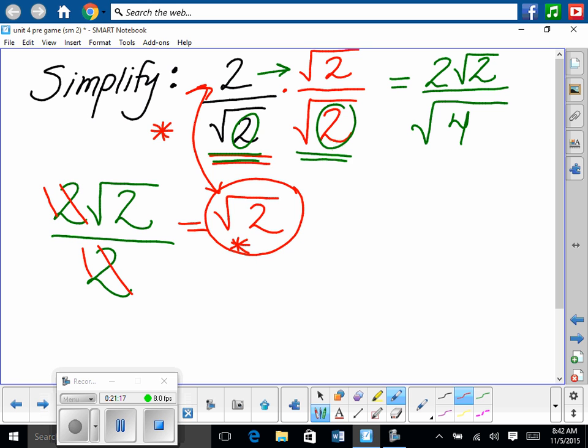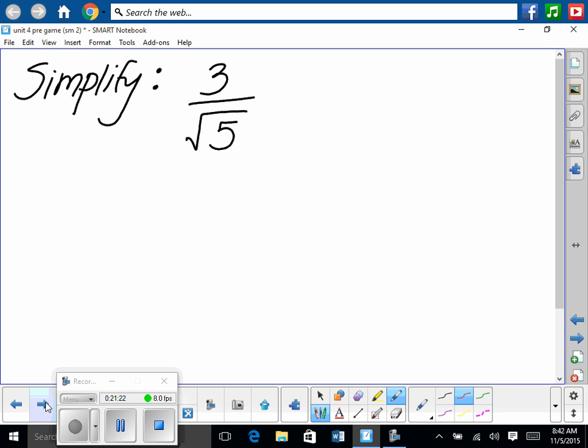Does everybody understand why we're learning this today? Okay. All right, let's do another one. So we have 3 over the square root of 5. First of all, the problem is that we have a radical in the bottom of our fraction. So we must rationalize the denominator, make it more simplified.